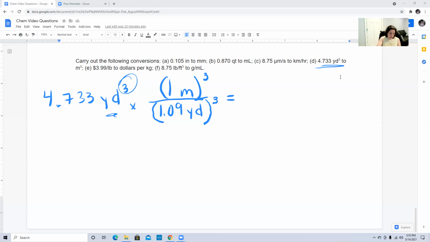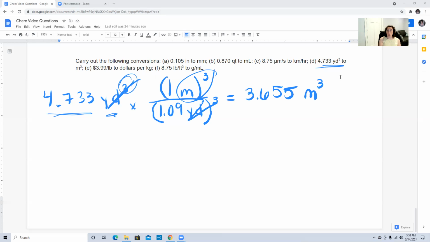So we have the 4.733 in the numerator times 1 meter cubed. So 1 cubed is 1, so we don't have to do anything with the numerator, but then we're going to divide by 1.09 cubed. Make sure you're using parentheses in the calculator. Our starting number had 4 sig figs. You always just go with how many sig figs were in the number they gave you. So 4 sig figs will give us 3.655 meters cubed. Our yards cubed canceled and this became meters cubed.